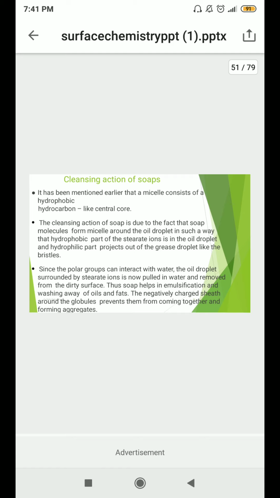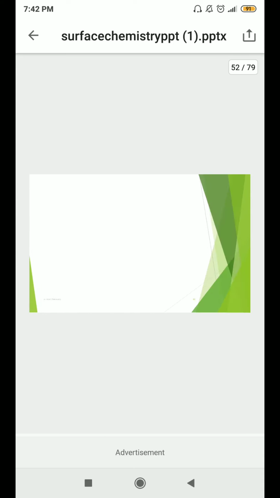Thus soap helps in the emulsification and washing away of oils and fats, because once the micelle forms, it comes into the water, which is water soluble, so the stain gets removed. There is an emulsification and washing away of oils and fats. The negatively charged sheath around the globules prevents them from coming together and forming an aggregate.